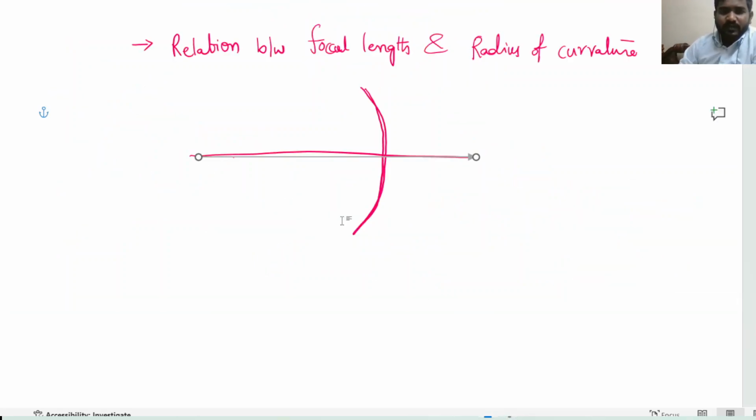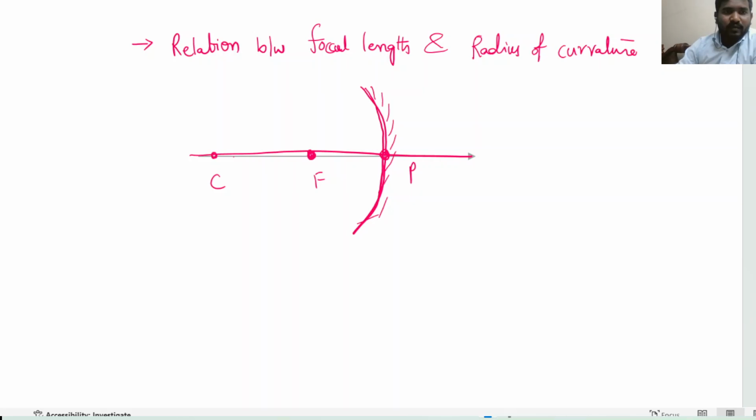Next concept, relation between focal length and radius of curved mirrors. See, let us take this as your curved mirror, with this as the pole of the given mirror, and it is a focus. Let us assume this is your focus point, and here you can take next the center of curvature C.